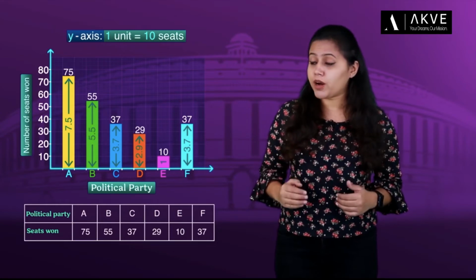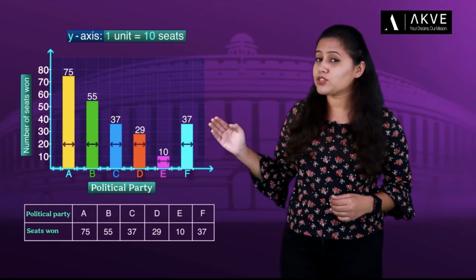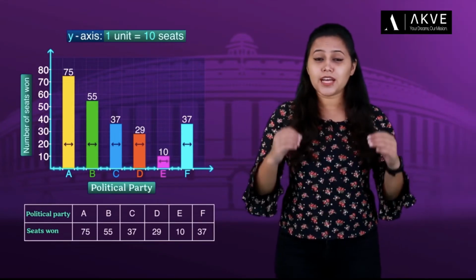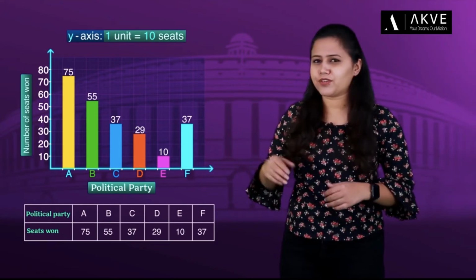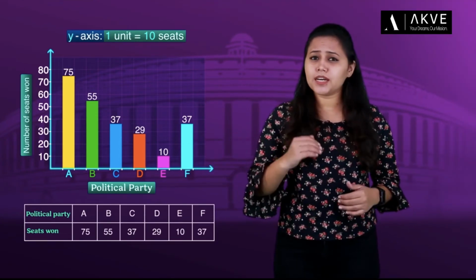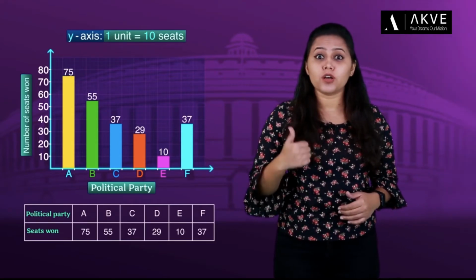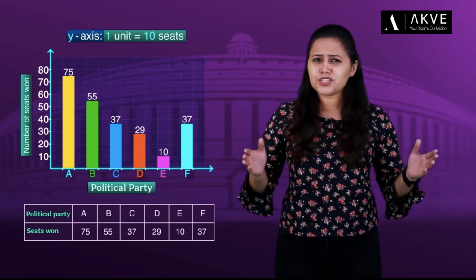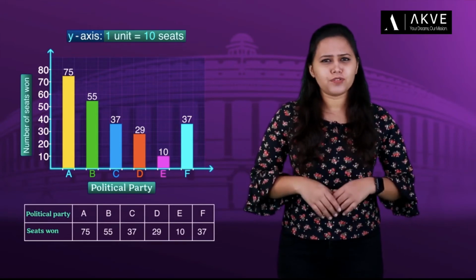Notice that each bar has the same width and there is equal spacing between any two consecutive bars. So there you have it. That's how we use bar graphs to represent ungrouped data graphically. Now it can be clearly seen that the bar with the maximum height corresponds to the winning party, which is party A.